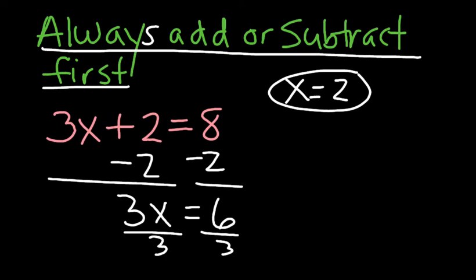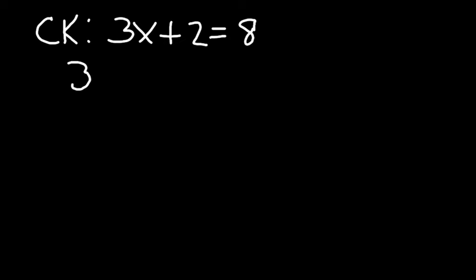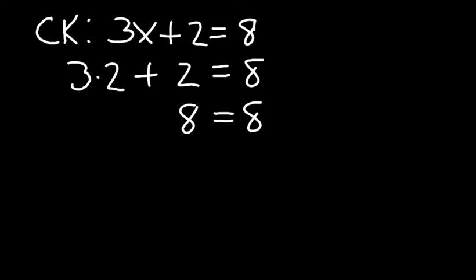Then what do you have to do? Then you have to check it. Exactly. How do you check it? First you write the original problem. Next, you put what you think x is back in for x's place. We thought x was 2, so we're going to go 3 times 2 plus 2 equals 8. Then we're going to do the math. Well, 3 times 2 is 6, and 6 plus 2 is 8. So yes, that side is 8, and 8 equals 8. Now we checked it.